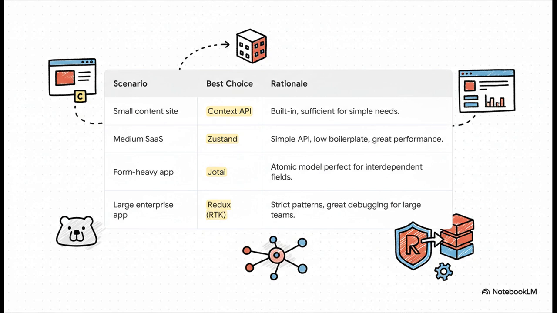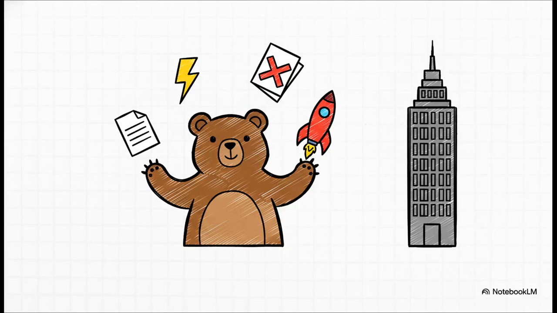If your app is super interactive, with tons of forms and fields that all depend on each other, something like Jotai and its atomic model might be perfect. And yes, for massive enterprise-level applications with large teams, Redux Toolkit's strict patterns and incredible tooling still make it the king for a reason. So, let's wrap this all up.